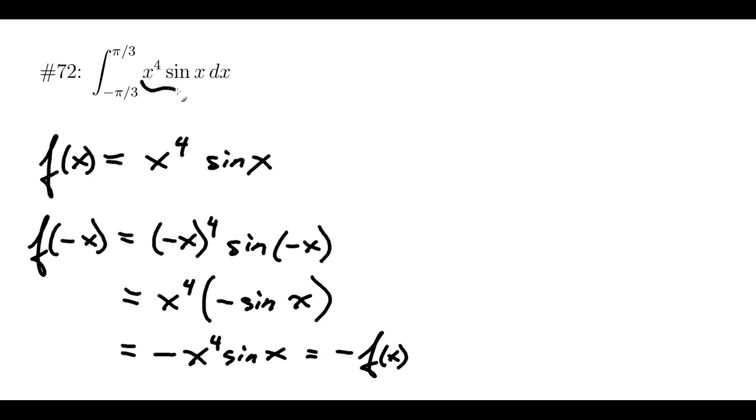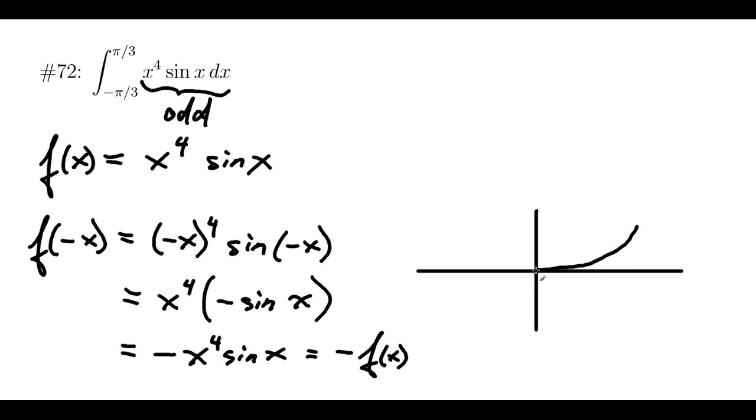Therefore, this thing right here is what we call an odd function. If we were to graph it, we get something, very crudely speaking, sort of like this. This is not going to be great. If we graph it from negative pi over 3 to pi over 3, this integral can be interpreted as the signed area.